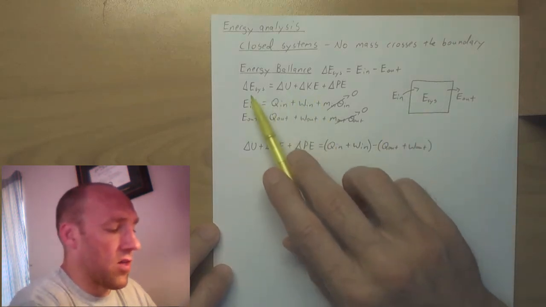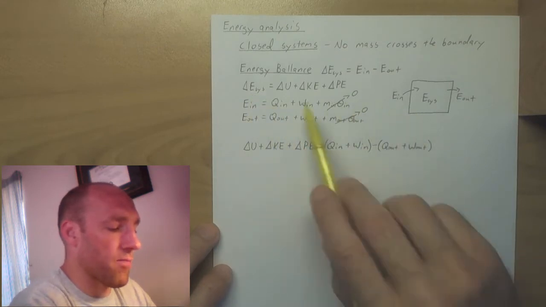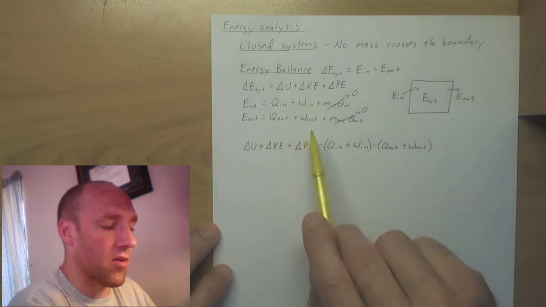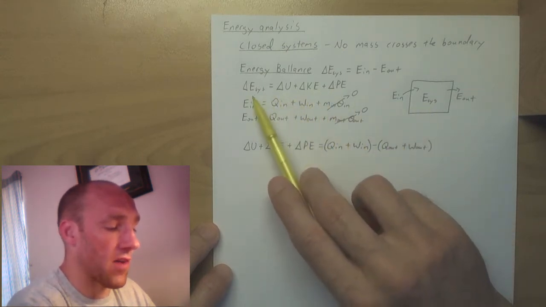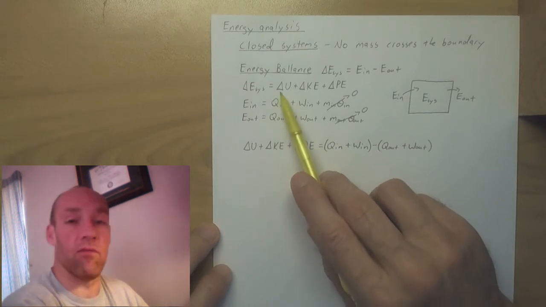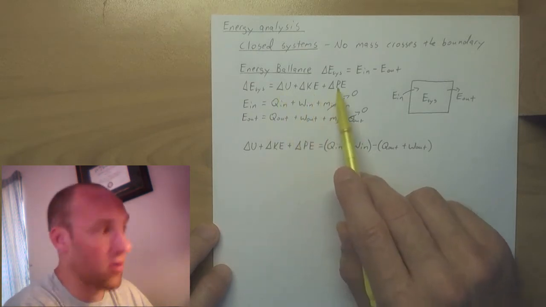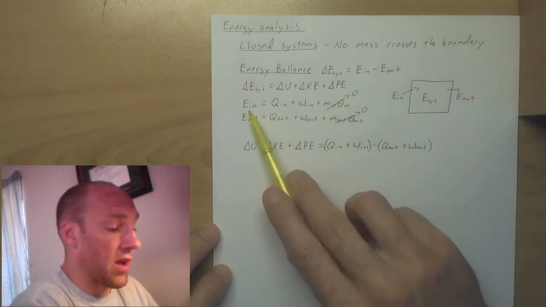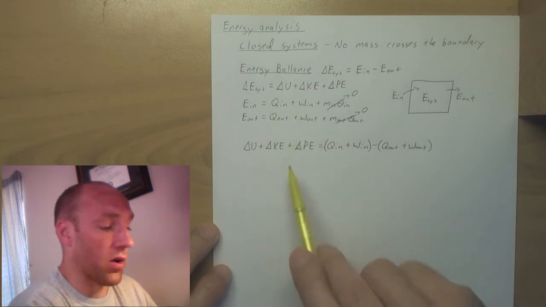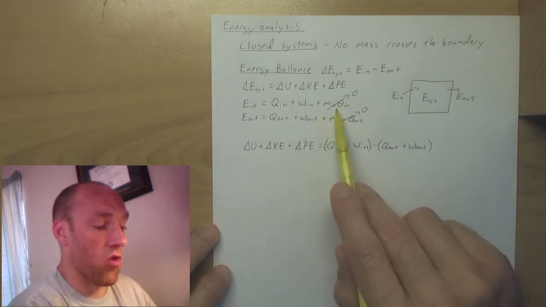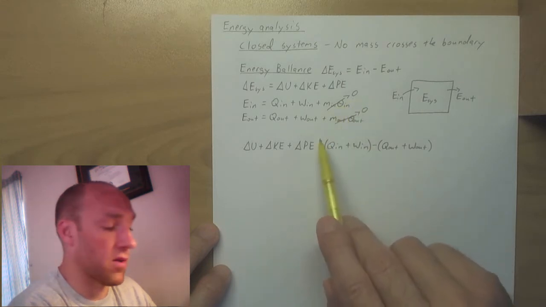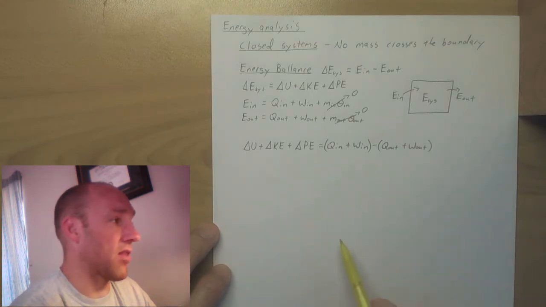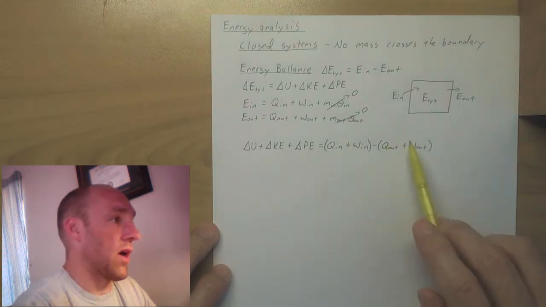So the change in the energy of the system can come in three forms. They've got the internal energy, the kinetic energy, and potential energy. And so the change in the energy of the system has to come about via changes in the internal energy, the kinetic energy, and the potential energy. And then energy can enter the system via heat and work. Because no mass is crossing the boundary, the mass term disappears. And likewise for energy leaving the system. So we have a simplified energy balance equation for closed systems.